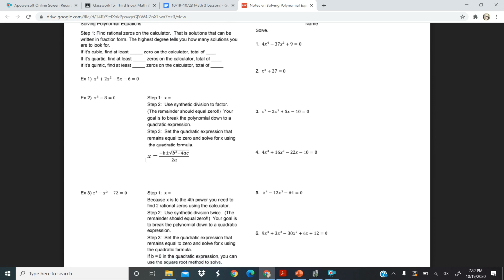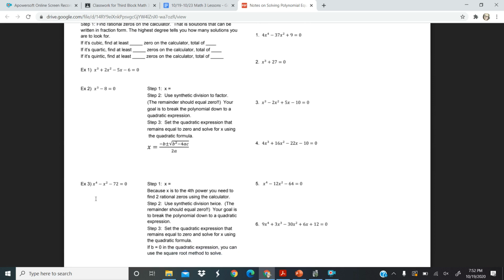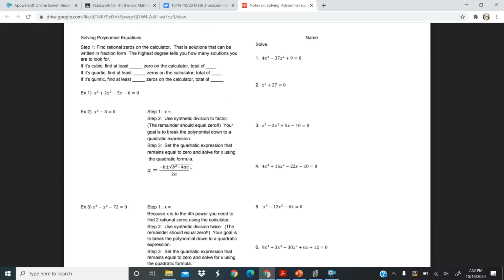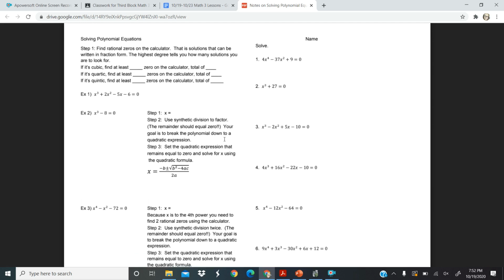I'm going to go through examples 1, 2, and 3. So if you're at home and you want to print this off so that you can fill in the notes, then you can, or if you want to just write your own notes, that's fine too. But I just wanted to give you a heads up that this is the sheet that we're working off of.